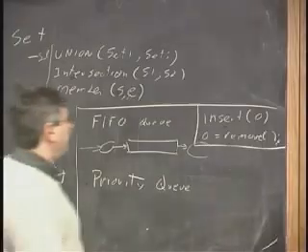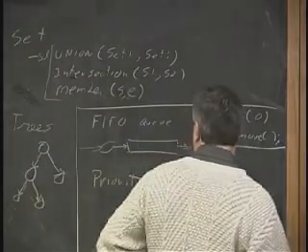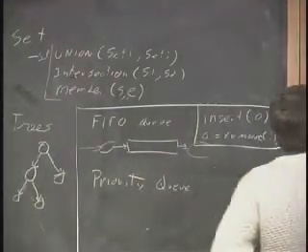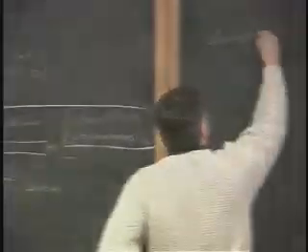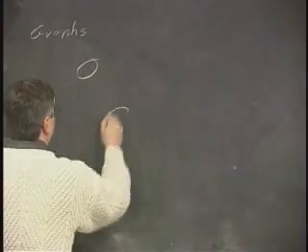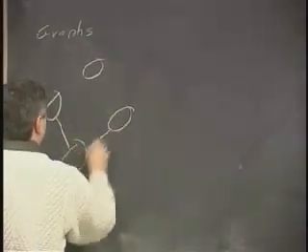Last data structure I want to talk about is graphs. I don't have much to say about them except to draw the terminology. Graphs are, again, circles connected by lines.